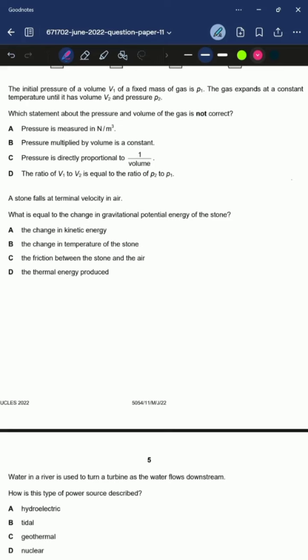The initial pressure of volume V1 of a fixed mass of gas is P1. The gas expands at a constant temperature until it has reached the volume of V2 and the pressure of P2. All right, so the gas expands at constant temperature and reaches pressure P2 and volume V2. Initially, let's suppose this is the situation, and we have the gas at temperature T1, then it expands.